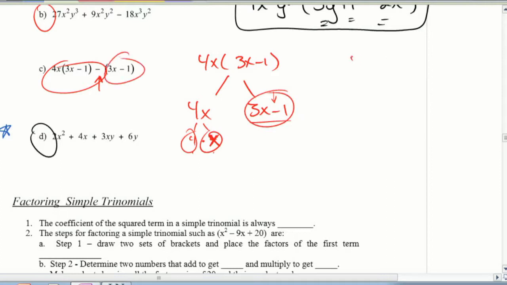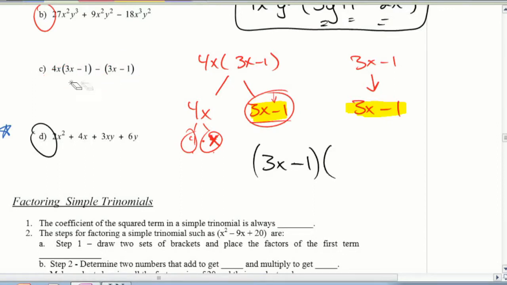So I have 4 times x times 3x minus 1. The second term is just 3x minus 1. Well, I can't break it down any further. So what do both terms have? This one has a 3x minus 1, and this one has a 3x minus 1. So I can factor it out of both of them. So I pull out a 3x minus 1. What am I left with? If I look back at the question, I have this 4x here, so I'm going to bring that down, 4x. And what about the second bracket? In front of this, even though it's not written, I have a minus 1. So I'm going to bring down the minus 1.